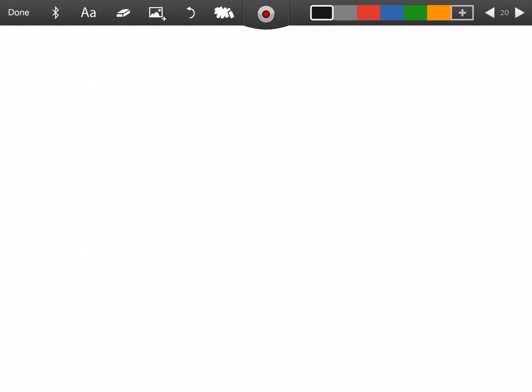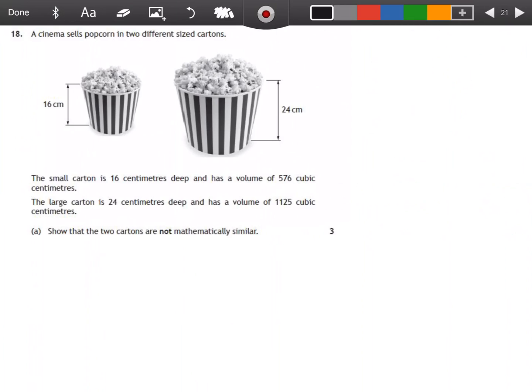Number 18. Right, the carton is 16, it has a volume of 576. There's a couple of different ways you can do this question. So the question says, show that they are not similar. If they're similar, they would have the same scale factor. Okay, there's a couple of different ways you can do this. I'm going to show you the most common way that people do it.